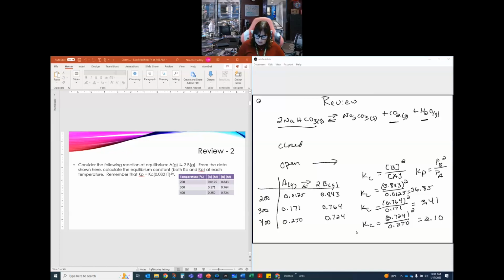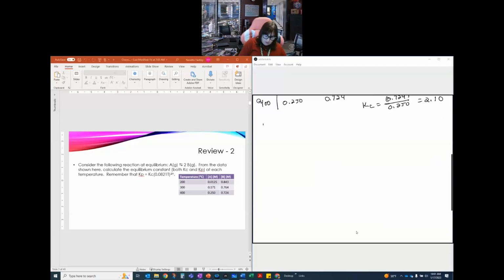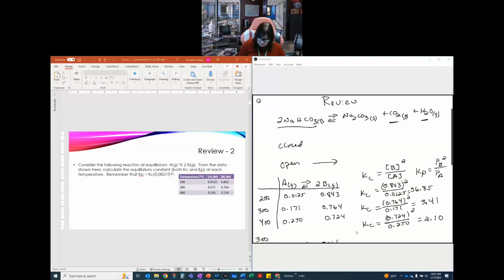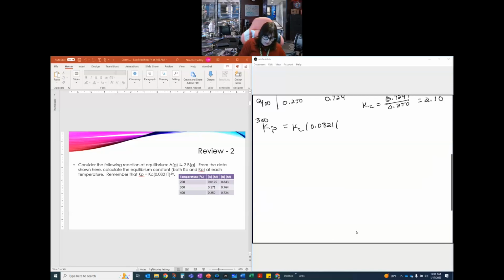Now I've calculated all the Kc's. Now I can start looking at what the Kp values are. So Kp, when we look at the first temperature, is going to be equal to Kc times 0.0821 times the temperature, and these are listed as degrees C. And this is actually not 300, this is 200. Sorry, I thought my first temperature was 300. So that's at 200. We'll multiply by 200, but that's degrees C, so I need to convert that. I need to take that 200 and add 273.